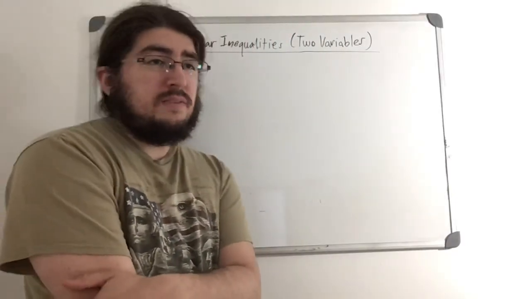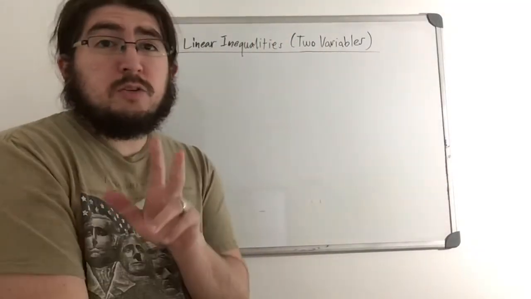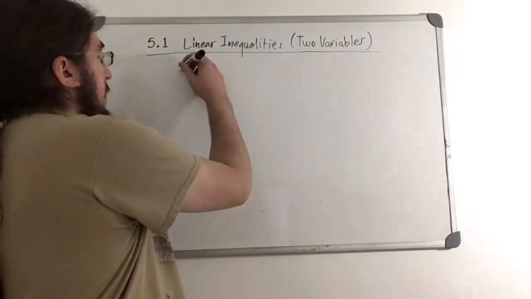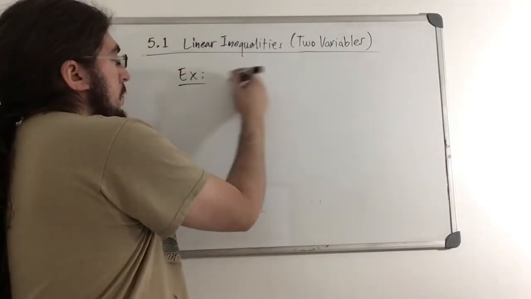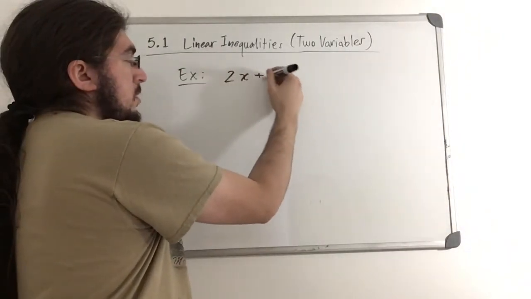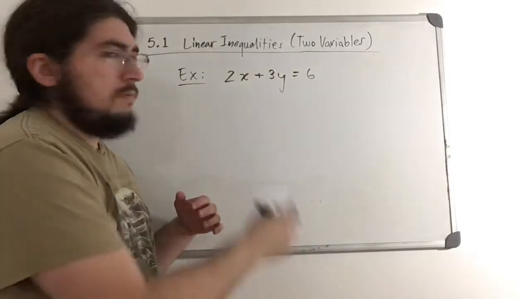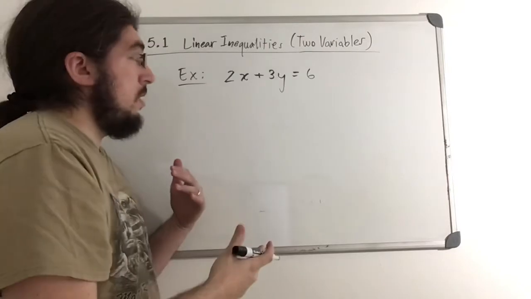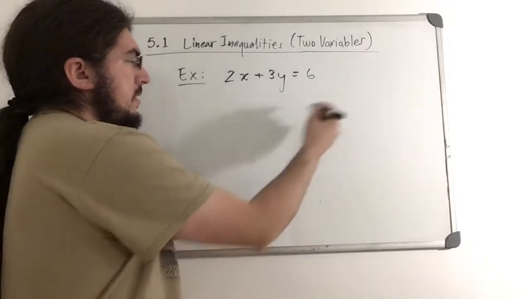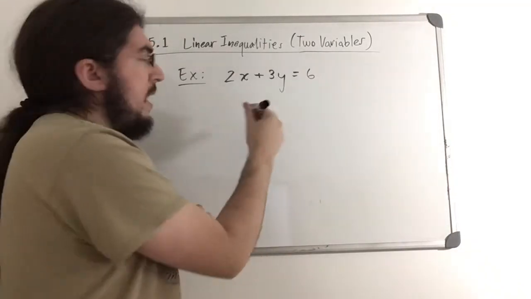Hi everyone, this is 5.1 linear inequalities in two variables, and I'm just going to start off with a quick example. Let's first consider the equation 2x plus 3y is equal to 6, let's say. Now, well, I said inequality, it's actually equality. And in fact, if we were to graph this, well, let's solve for y, I suppose.